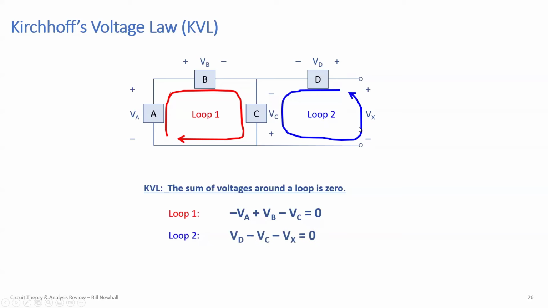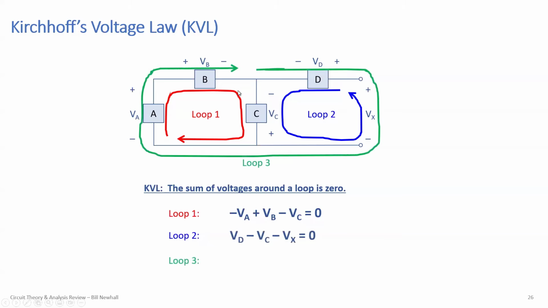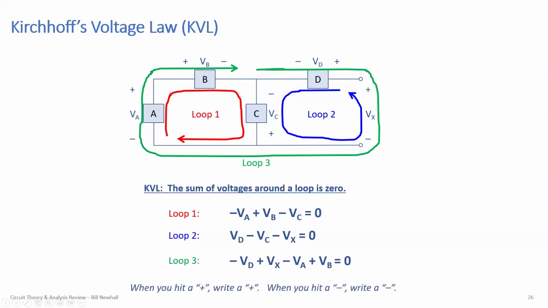Right? So that's that KVL. And you can use outer loops. You don't have to just stick to inner loops. So in this case, minus VD plus Vx minus VA plus VB equals 0. And again, I use the approach: when I hit a plus, I write a plus. When I hit a minus, I write a minus, and that keeps things nice. And when I say plus and minus, I'm referring to the polarities of those voltages as written, those reference polarities.